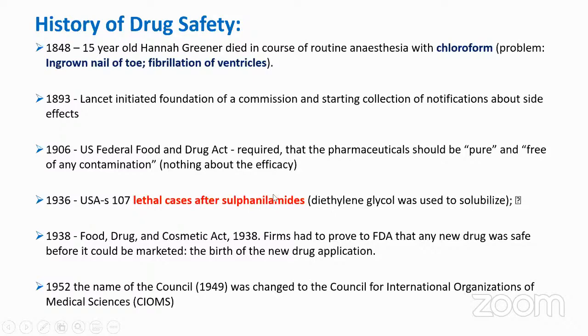With this sulfonylamide and diethylene glycol used as a solubilizing agent, we had 107 lethal cases. Lethal cases are nothing but death cases. See how bad it is. It is not even a big complex molecule or a new chemical moiety. It is a very known chemical moiety and a very known solubilizing agent. But we had 107 lethal cases after sulfonylamides use. So these kinds of scenarios happened before PV.